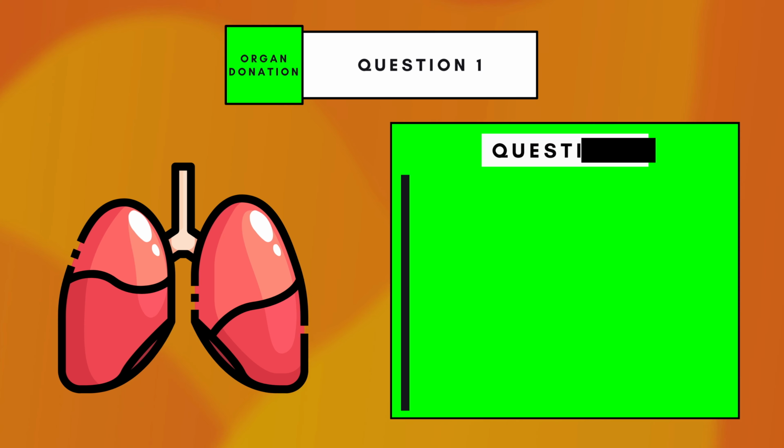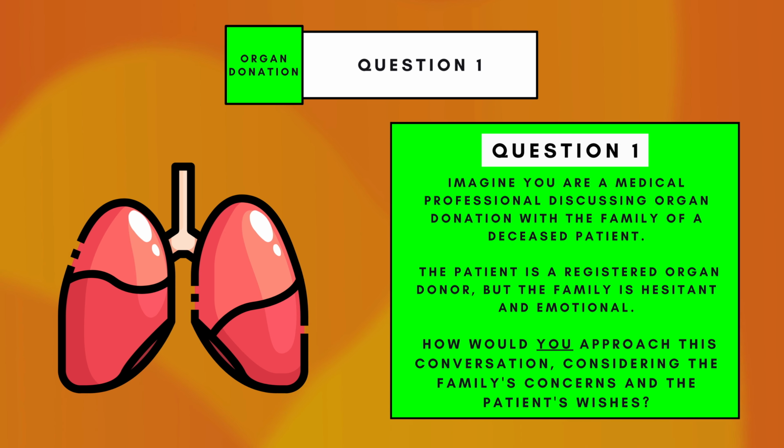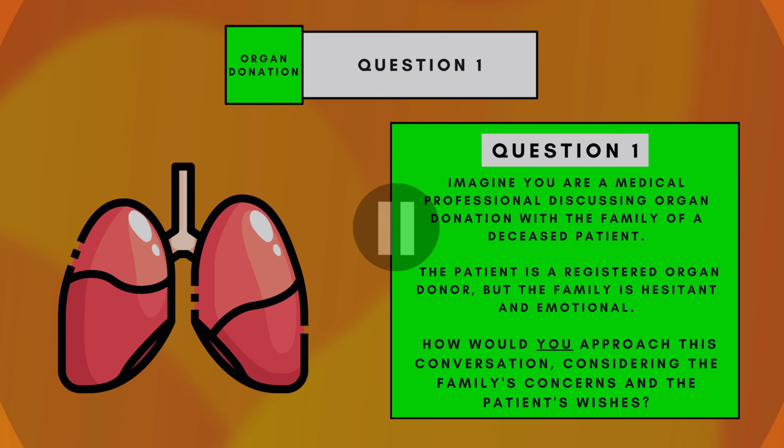So let's get started. You walk into the station and I'm sitting there as the examiner and I give you the first question. Imagine you are a medical professional discussing organ donation with the family of a deceased patient. The patient is a registered organ donor, but the family is hesitant and emotional. How would you approach this conversation considering the family's concerns and the patient's wishes? So now is the time to pause the video, come up with an answer in your head and deliver it as if you were in an MMI.